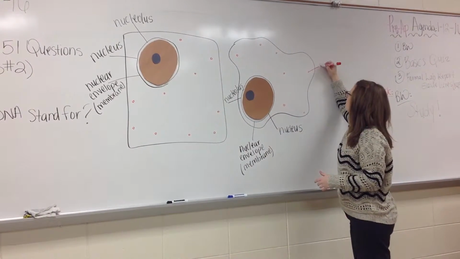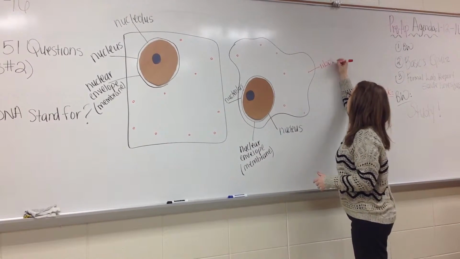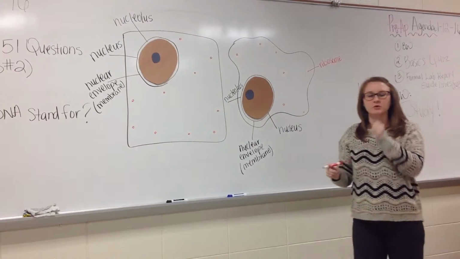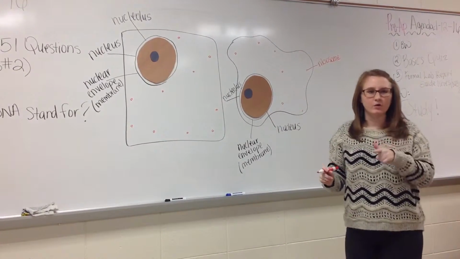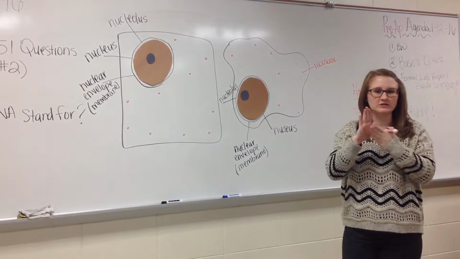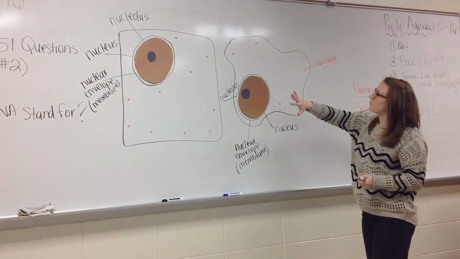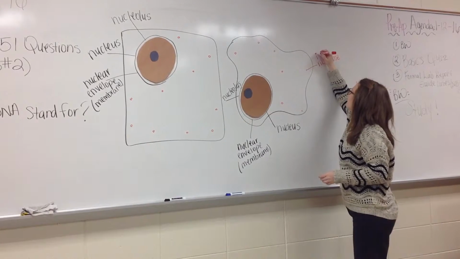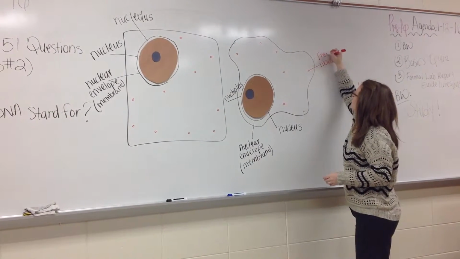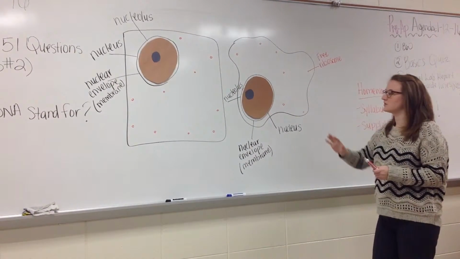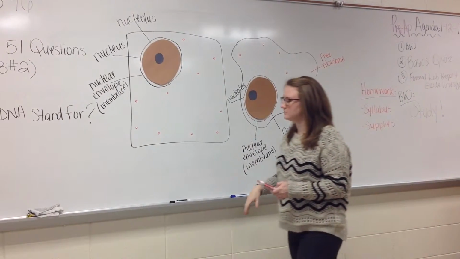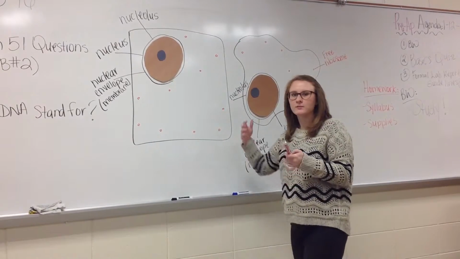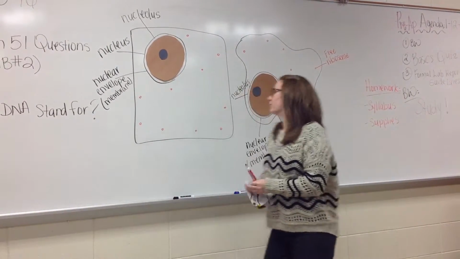These are called ribosomes. Now you have two types of ribosomes. You have free ribosomes and bound ribosomes. Bound means that you're stuck to something. Now, the ones that are just floating out here, these are called free ribosomes, which means that they're free to go wherever they want to. But then later, we're going to have some that are bound or stuck to an organelle.